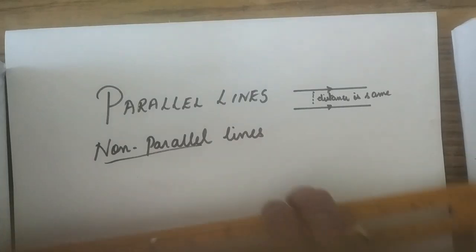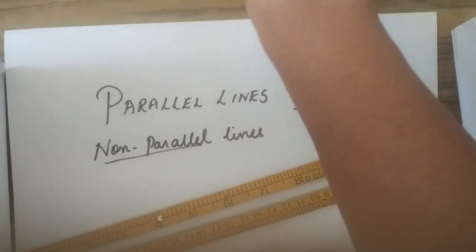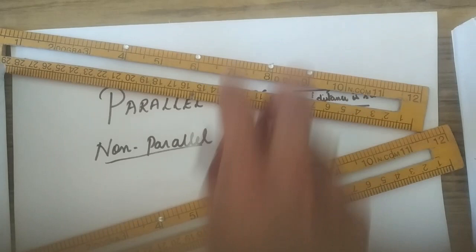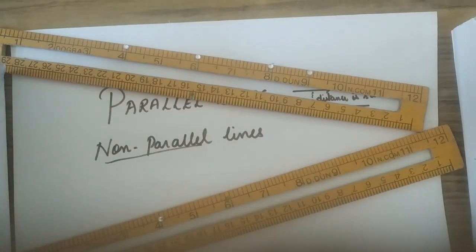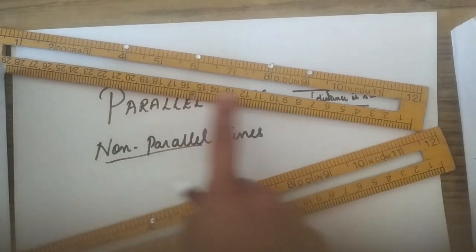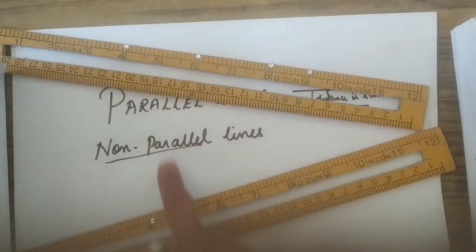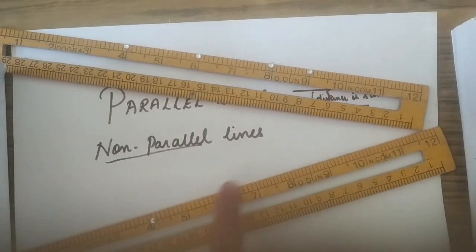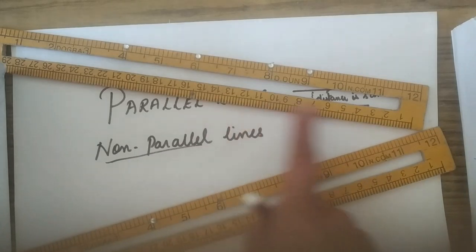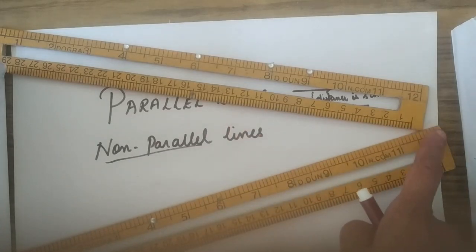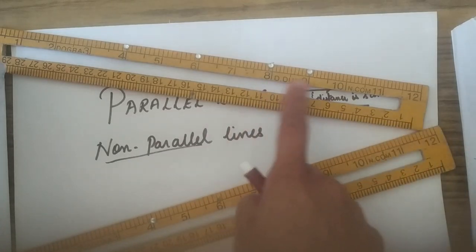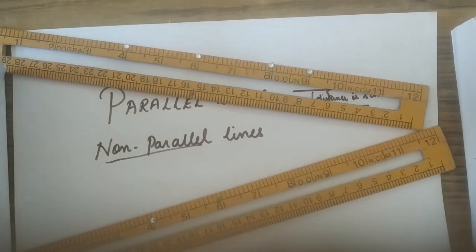Suppose I am going to keep one scale like this and another scale like this. Can you say these two lines are parallel? They are not parallel because these two scales, after moving, they are intersecting over here and the distance between these two lines is not same. So these two lines are very good examples of non-parallel lines. They intersect over here at some point. So we cannot say these are parallel lines.